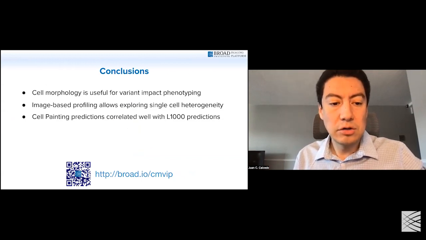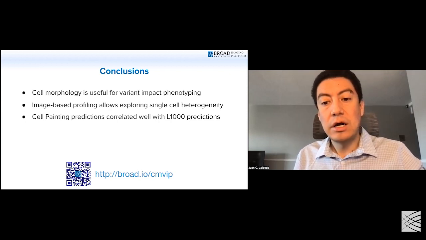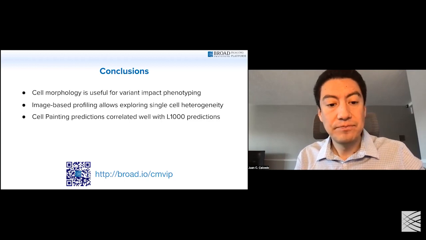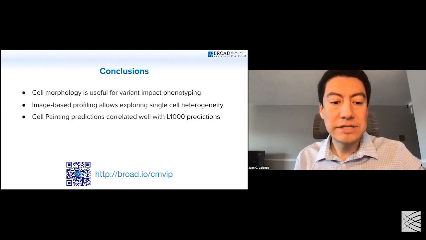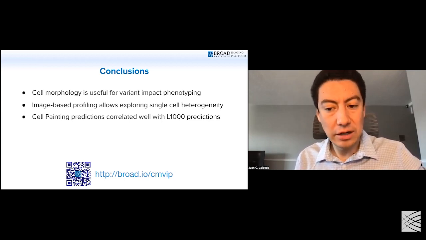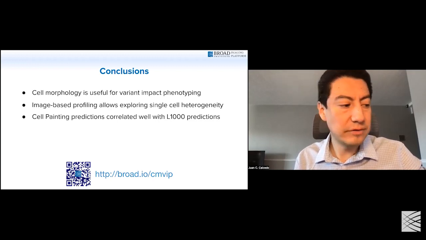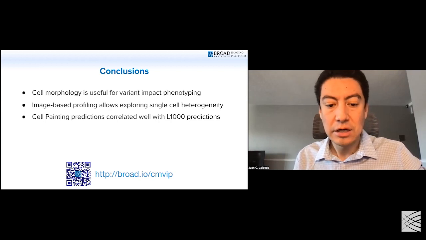And we also observed that image-based profiling allows us to explore single cell heterogeneity. And overall, Cell Painting predictions correlated well with L1000 predictions for this problem of variant impact phenotyping.